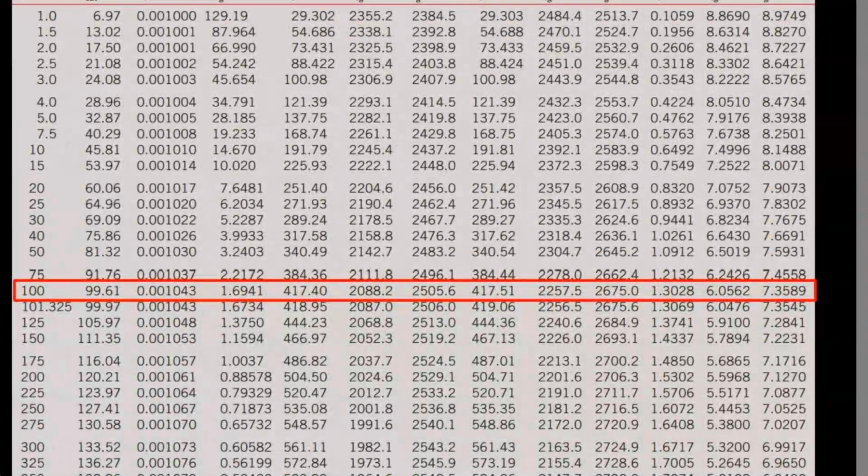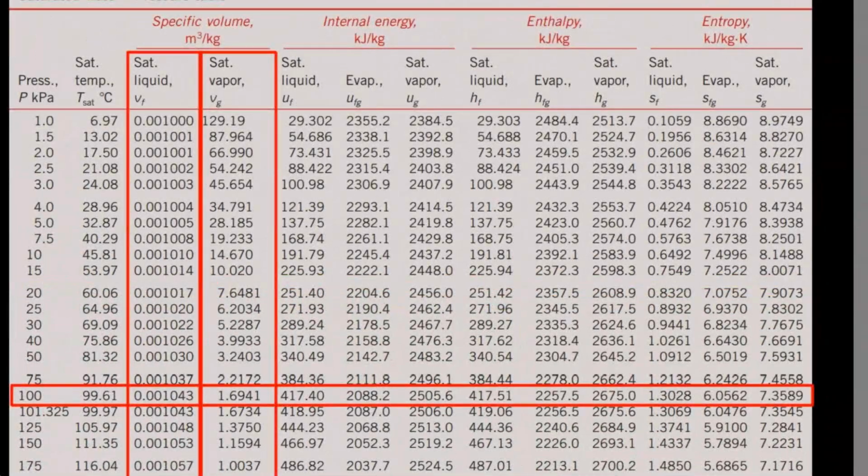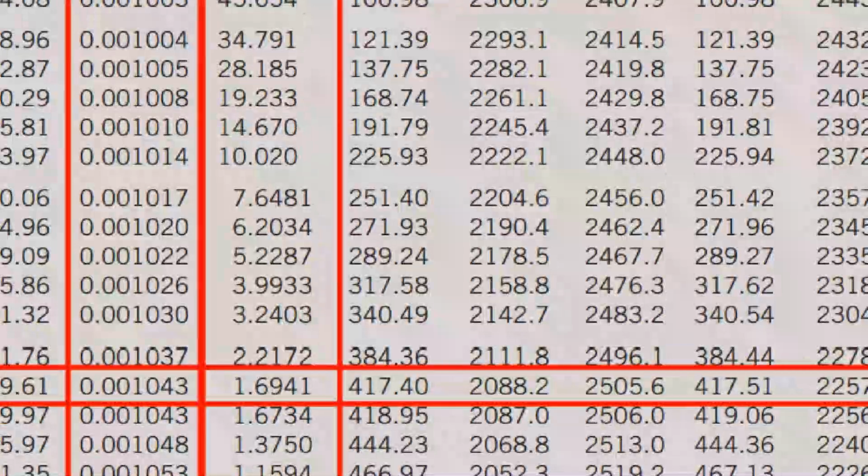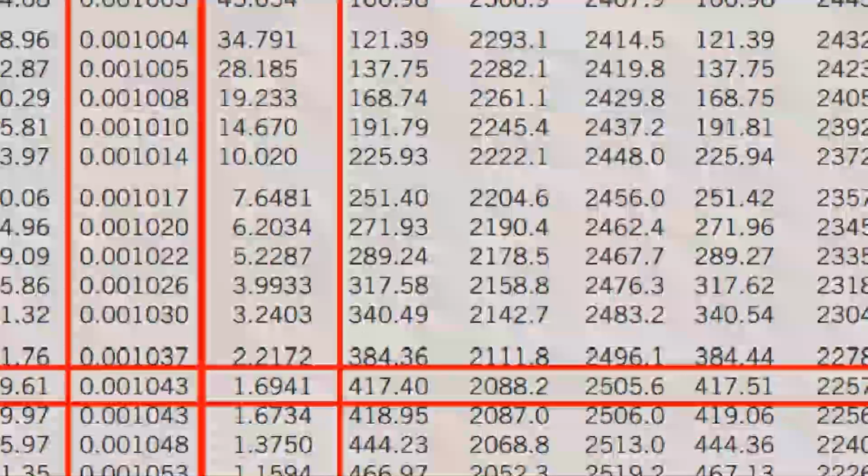Then we trace vf and vg to this pressure, and we obtain vf, the specific volume of saturated liquid, to be 0.001043 meters cubed per kilogram, and vg, the specific volume of saturated vapor, as 1.6941 meters cubed per kg.